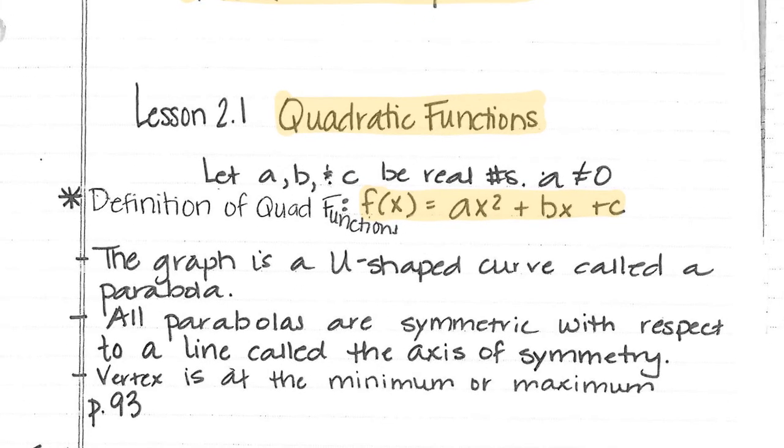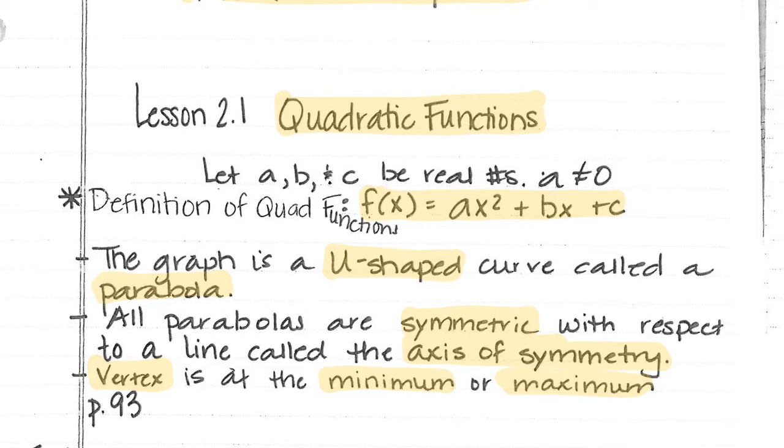The things that we know about quadratics, the first thing we know, it's a U-shaped curve. We call that a parabola. We also know that they are symmetric in regards to the axis of symmetry. And the vertex is at a minimum or a maximum.